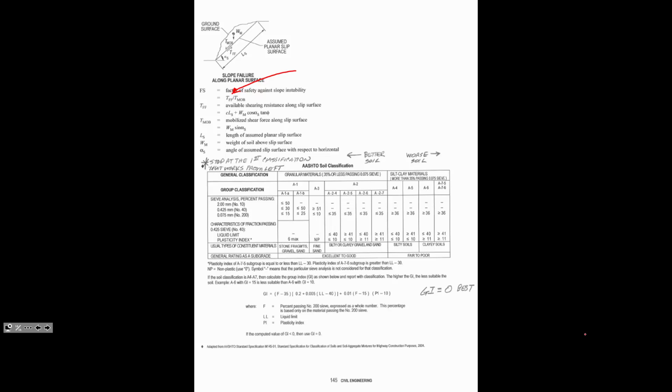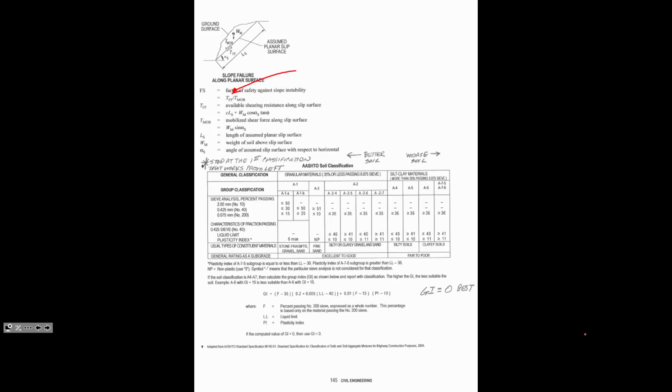The key: start on the left and work to the right and stop when you find the first one that works. If you keep going to the right, you're going to find others. Or if you start on the right, you're going to find the wrong one first. Start on the left, move to the right. On the left-hand side of this diagram, there's better soils, worse soils on the right-hand side.